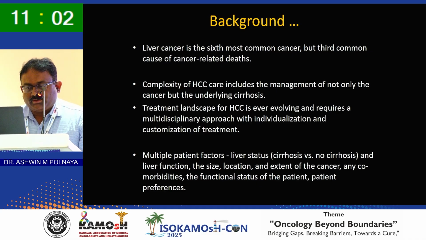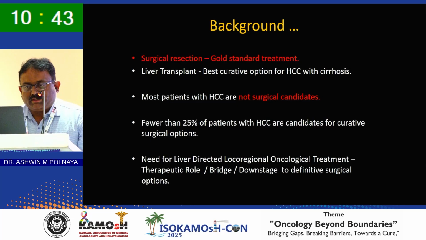Why is this? Because of the multiple patient factors involved: liver status, whether the patient is cirrhotic or non-cirrhotic, underlying liver function, the size, location, extent of cancer, comorbidities, functional status of the patient, as well as patient preferences. Surgical resection remains a gold standard treatment in the management of HCCs. And liver transplant probably gives the best curative option for managing HCC as well as the underlying cirrhosis.